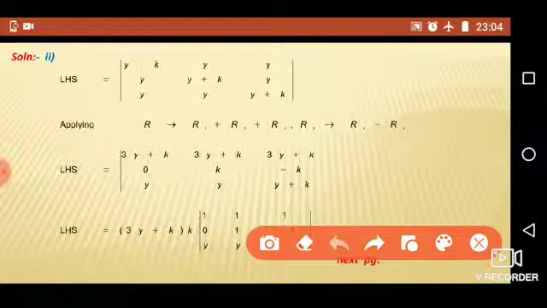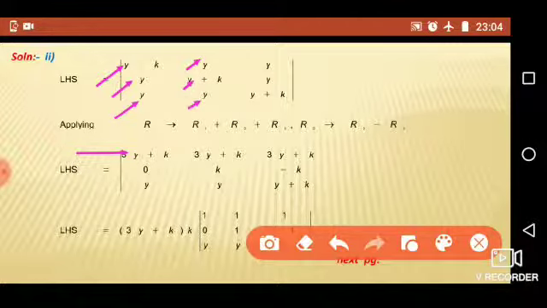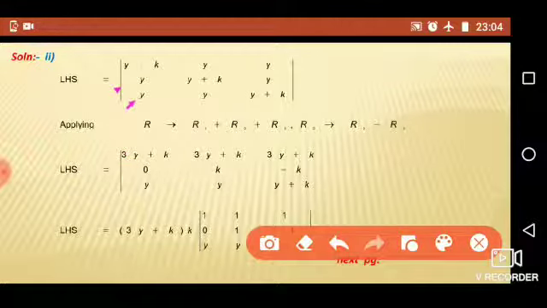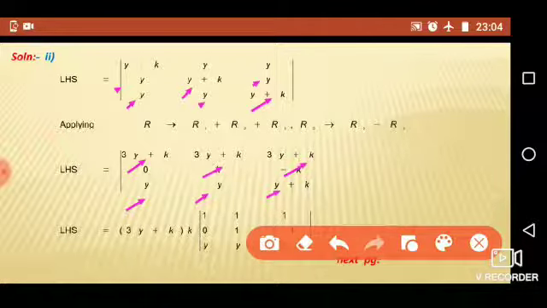We will subtract the corresponding elements of the second row and third row. By adding the first row, second row and third row, the first row elements are y plus k plus y plus y, that gives 3y plus k. Y plus k plus y plus y, that gives again 3y plus k. Y plus y plus k plus y again gives 3y plus k. And by subtracting the corresponding elements of the second row and third row, we get y minus y, it gives 0, y plus k minus y, it gives k, and y minus of y plus k, it gives minus k. The remaining elements of the third row remain the same.